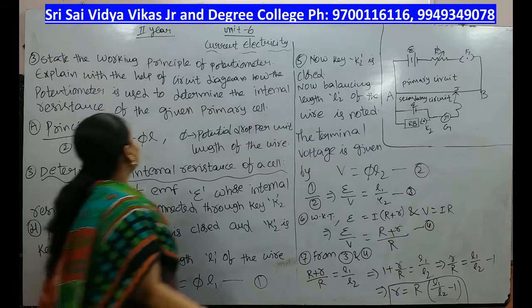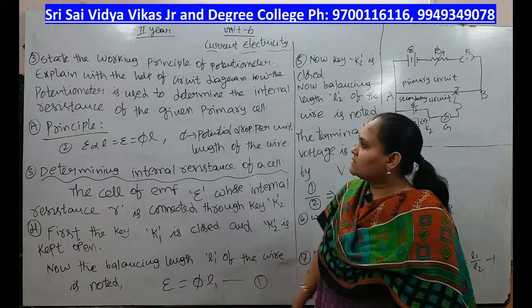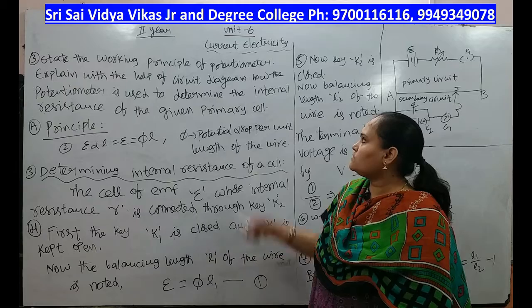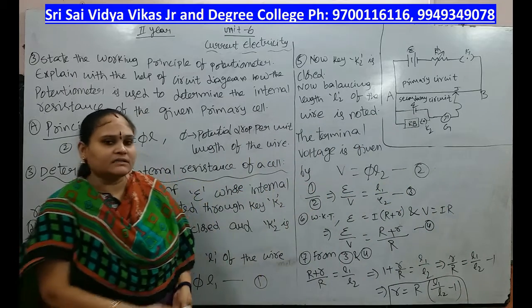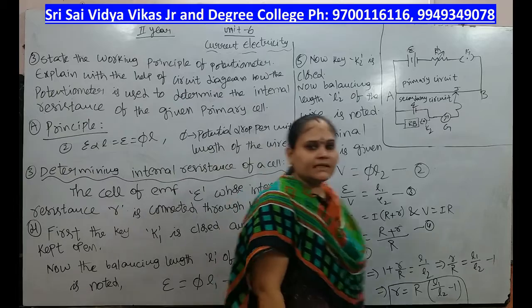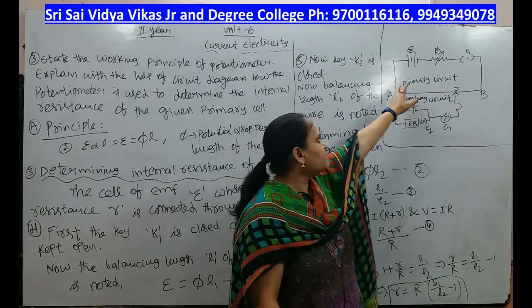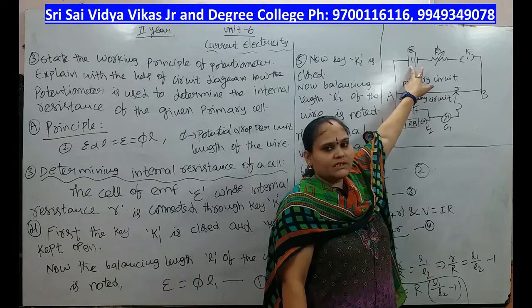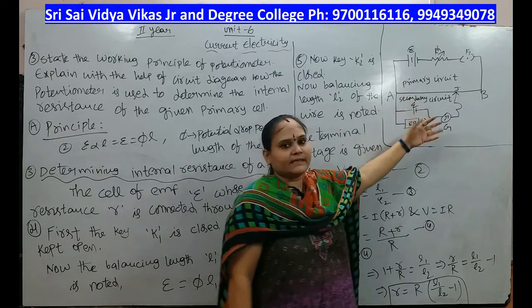Explain with the help of the circuit diagram how the potentiometer is used to determine the internal resistance of the given primary cell. You can calculate the internal resistance of the primary cell. For this purpose, first we take the same diagram as in the previous class. This is the rheostat, epsilon and key K1. This is the primary circuit and this is the secondary circuit.